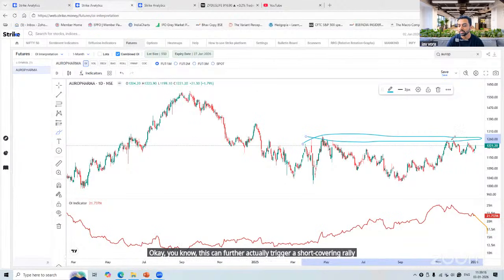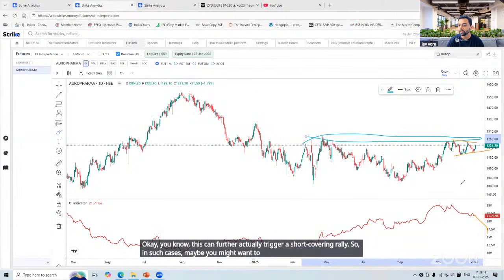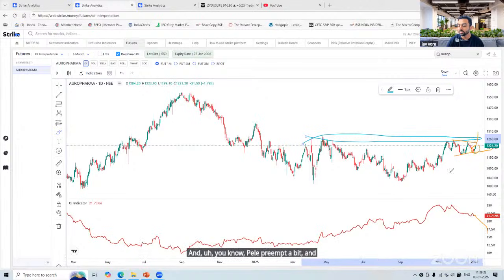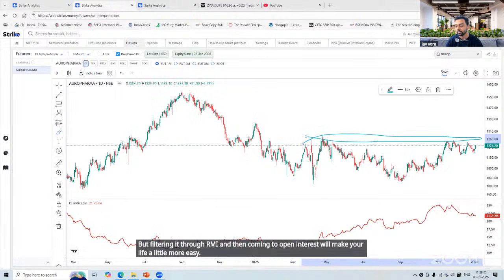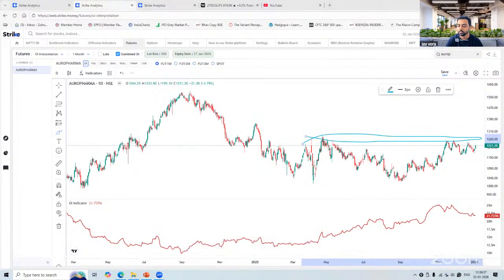So in such cases, you might want to position size and preempt a bit, and then buy more on confirmation. That can be one way you can look at it. But filtering it through RMI and then coming to open interest will make your life a little easier. Ritesh, I hope that answers your question.